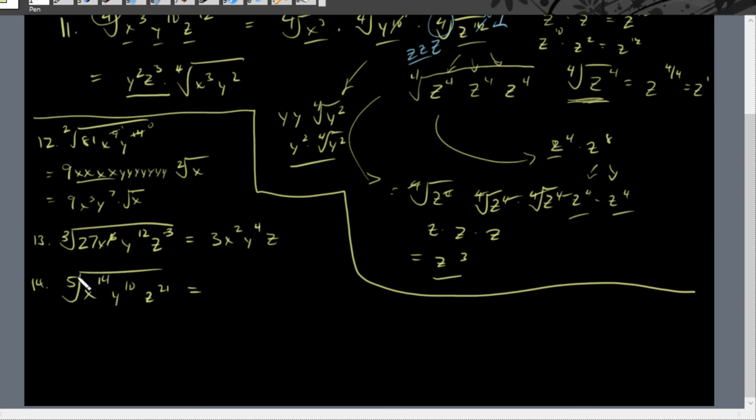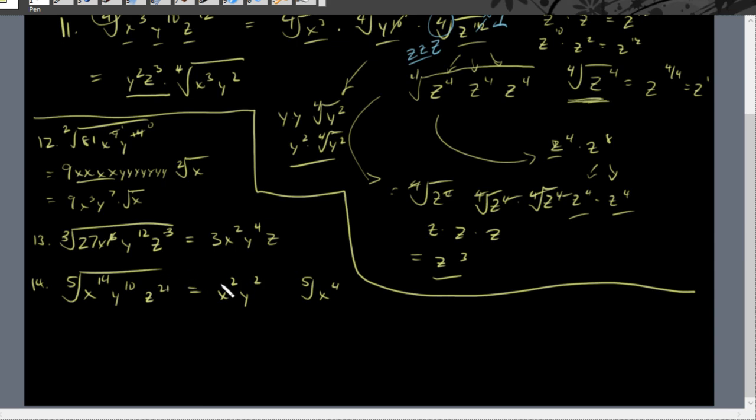So how many times does 5 go into 14? Well, 3. No, 2. So it's x to the 2nd, right? That would give you 10. And then it would have a remainder of 4. So in the 5th root will still be x to the 4th. And then here, 5 goes into 10 twice, exactly, with no remainder. So it'd be y to the 2nd.